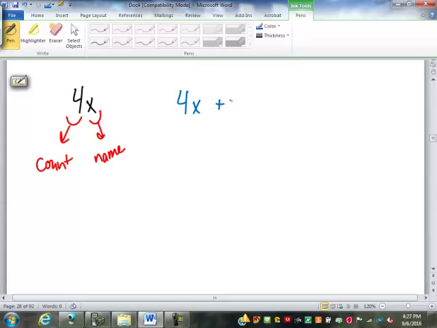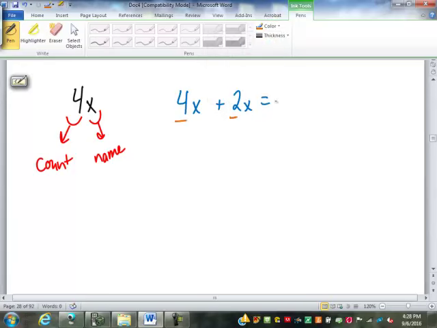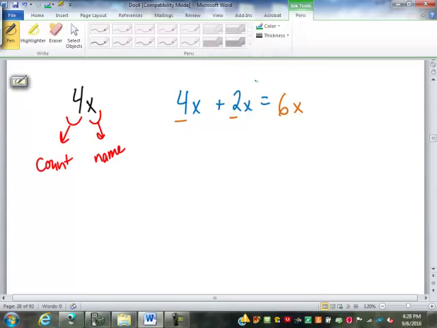So if we have 4x plus 2x, when we add or subtract, we combine the counts. So 4 plus 2 makes 6. And what's our name going to be? X. It just stays x. Or if we subtract, we might have 9x minus 3x. We combine the counts. 9 minus 3 is 6, and it stays x.